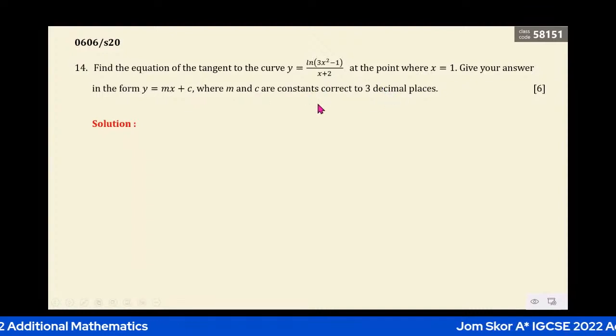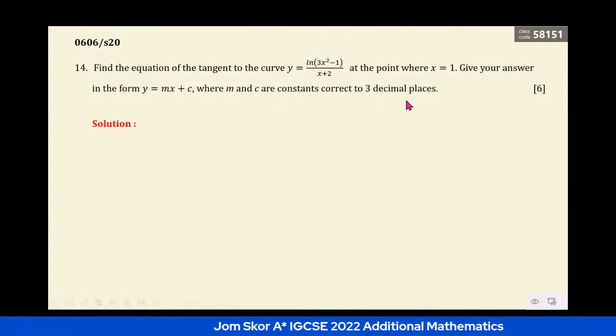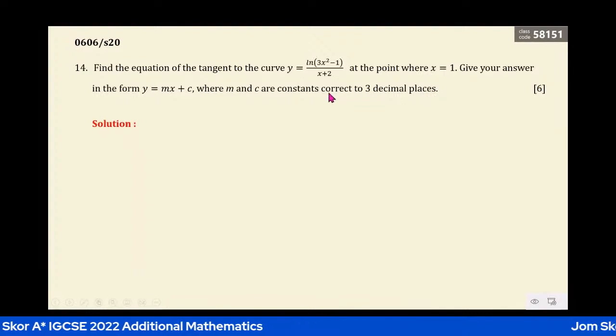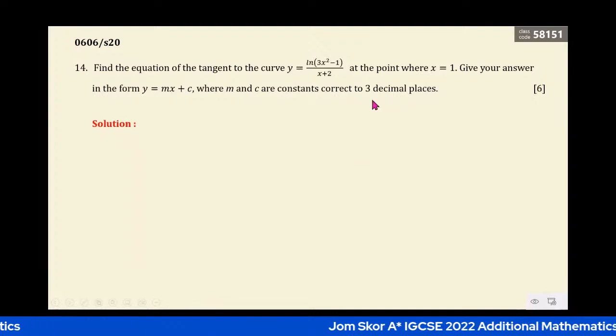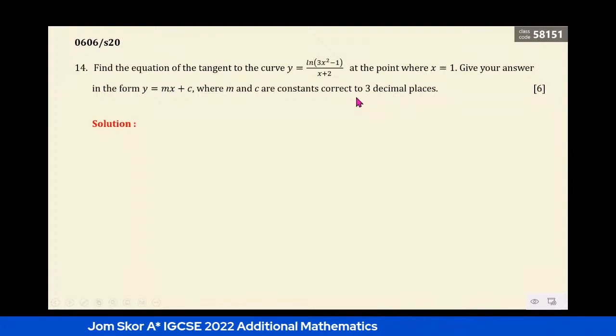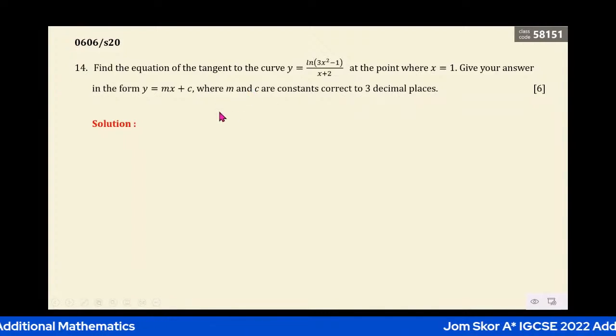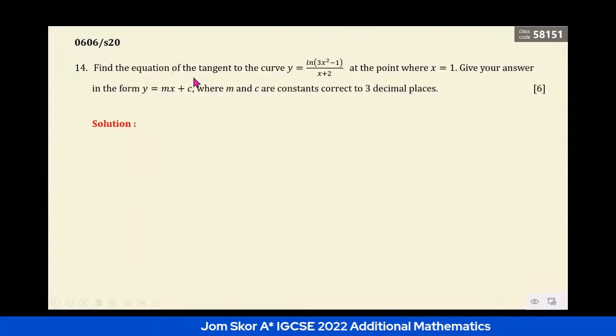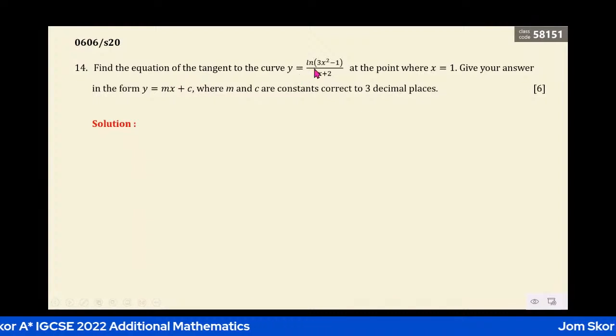So we have a constraint here. The question asks you to give the answer correct to 3 decimal places, so you have to be alert. The final answer that you show must fulfill the requirement needed by the question. What we are going to do for this question: first, find the equation of tangent. The question asks us to find the equation of tangent to this curve.